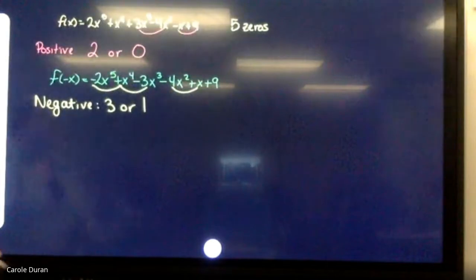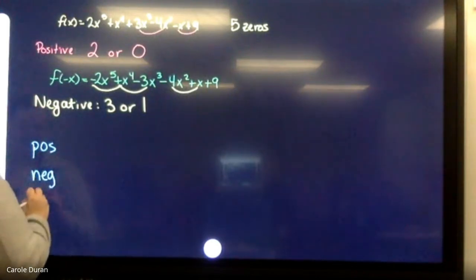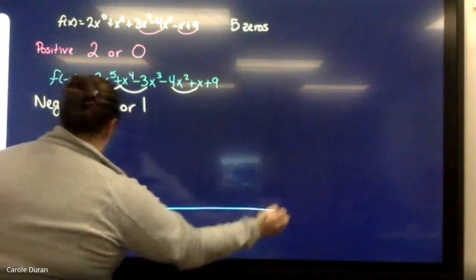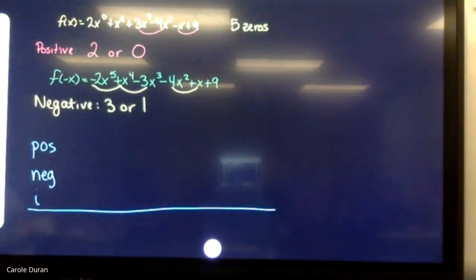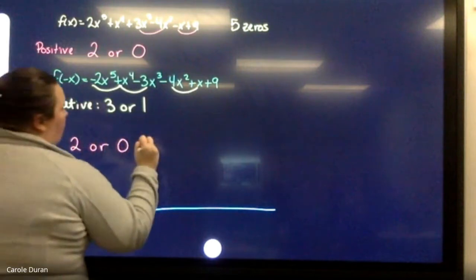So on my table, again, I'm going to have 3 rows: 1 for positive, 1 for negative, 1 for complex, or imaginary. I know that for positive, I had 2 or 0. How many times am I going to have to repeat that set? Well, how many negative root possibilities do I have? 2. So I'm going to have to repeat that positive set twice. So I'm going to have 2 or 0, or 2 or 0.